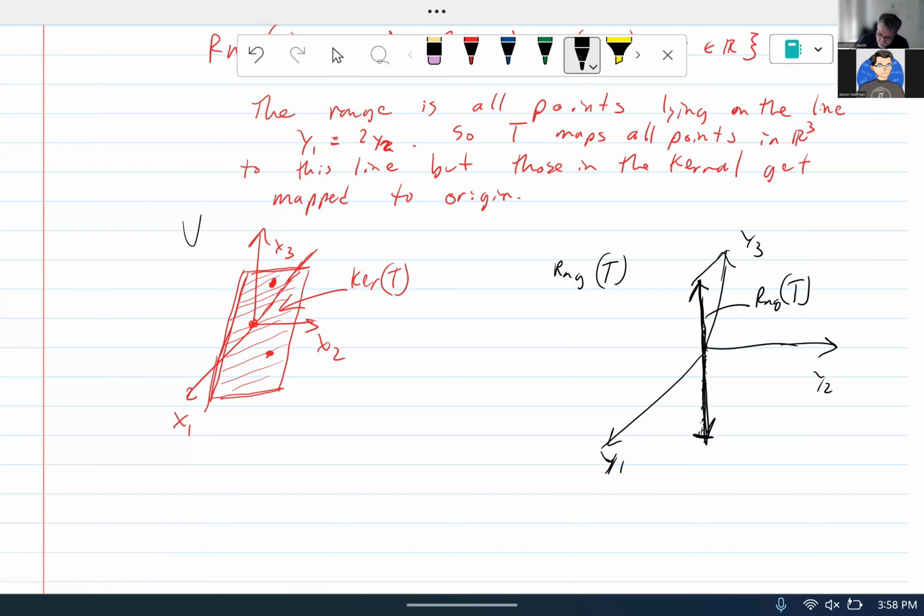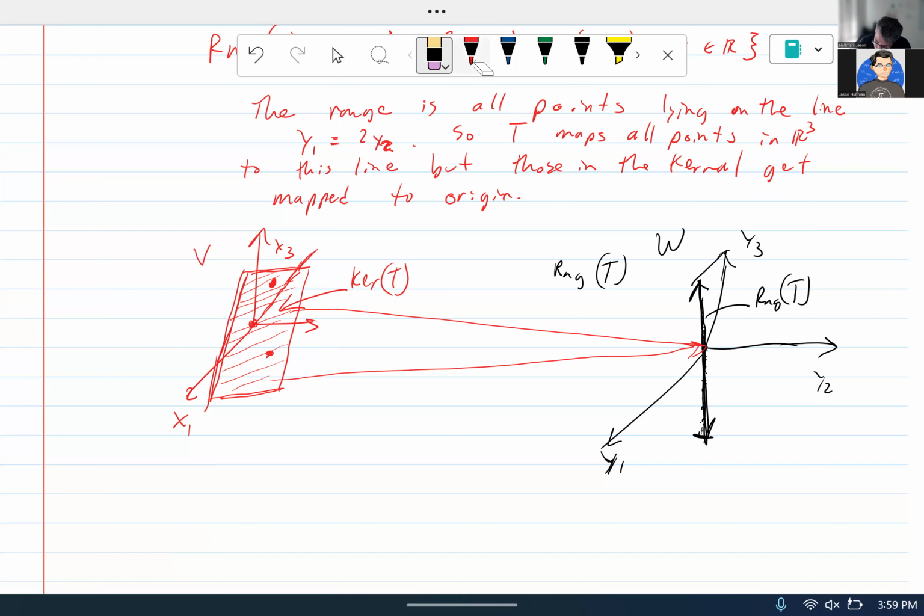And that's all the points, all the vectors in V. Say that this is V, right? So we've got V here and we've got W here. Vector space V to vector space W, but the kernel of T is going to get mapped where? Every single one of these in the kernel in this plane is going to get mapped directly to the origin. No matter where it is on the kernel, it's going to get mapped directly to the origin. Okay, so it could be here, and it gets mapped to the origin. It could be anywhere on there, it's going to get mapped to the origin.